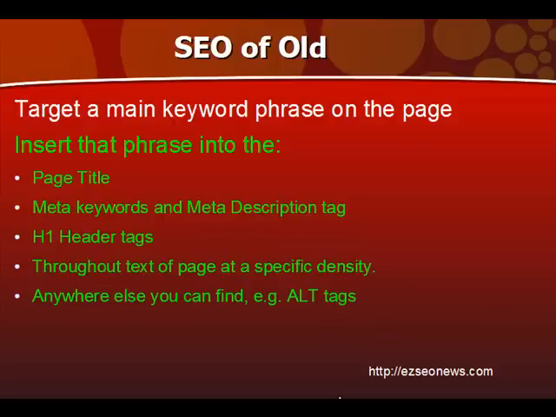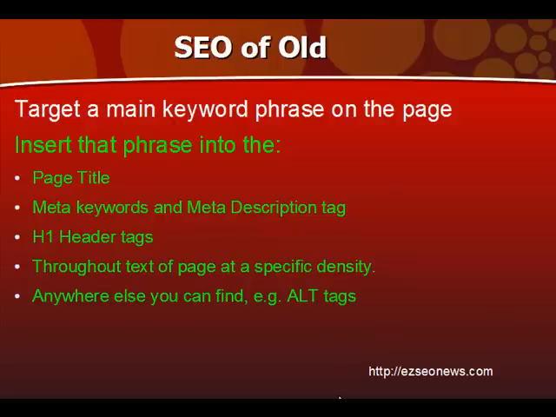Now if we look at the way that search engine optimization used to be done, and not so long ago either, the basic idea was to find the phrases that people are actually searching for at the search engines using a keyword tool like Word Tracker, and then optimizing the page for that particular keyword phrase. So you would insert the phrase into various places on your web page, like the page title, the meta keywords and meta description tag. You'd make sure that you had the primary phrase in an H1 header tag, and you would probably write the content to contain that primary phrase a certain number of times.